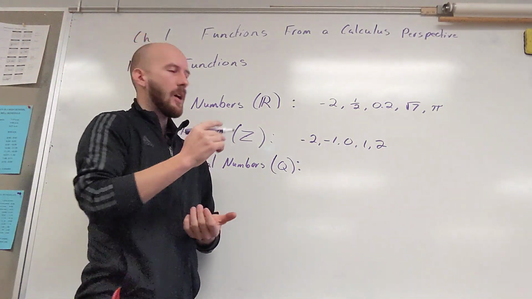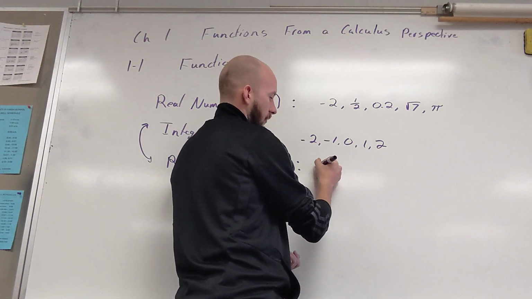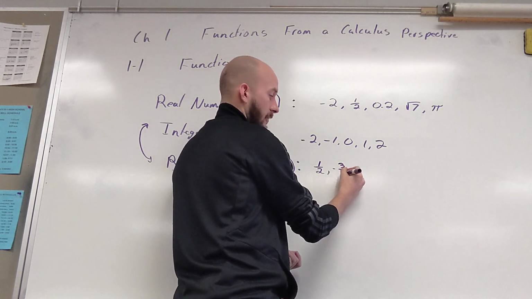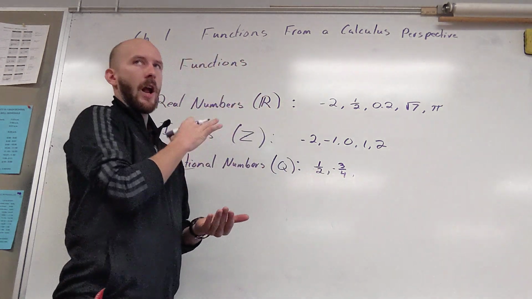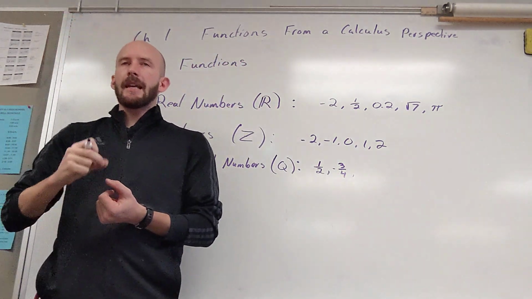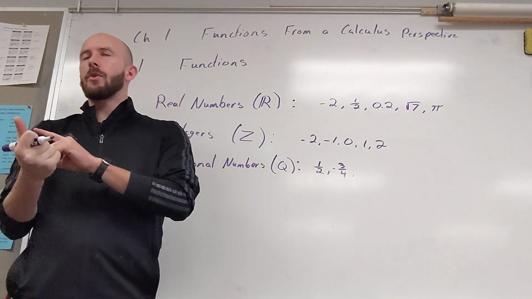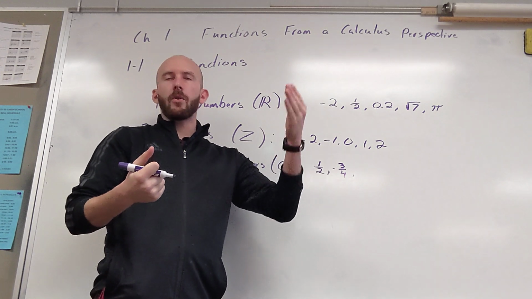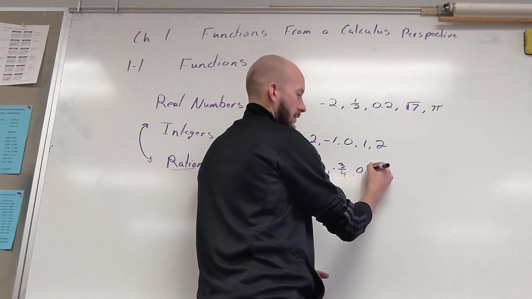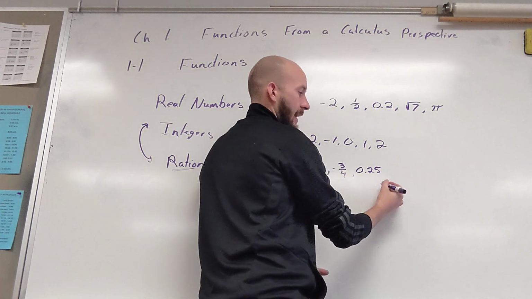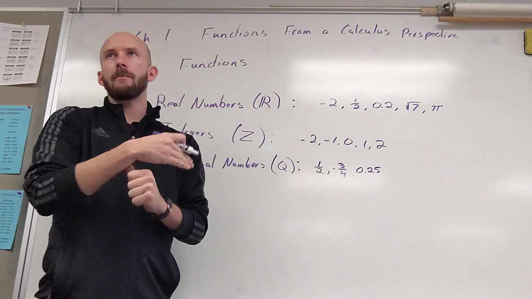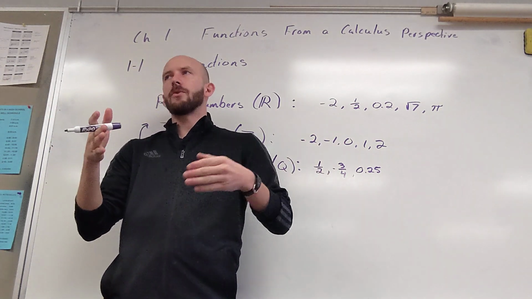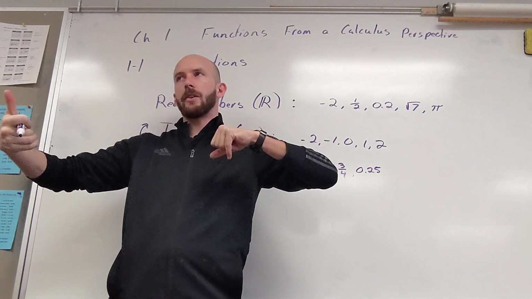Now, rational numbers don't have to be just fractions. I can have positive or negative fractions, but it's also anything that can be written as a fraction. So any of your decimals that are terminating or repeating. For example, 0.25. Any decimal that terminates can be written as a fraction. Even if it has like 5 decimal places, like 0.12345, you can turn that into a fraction.